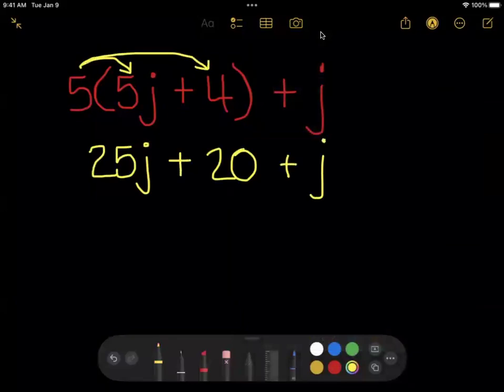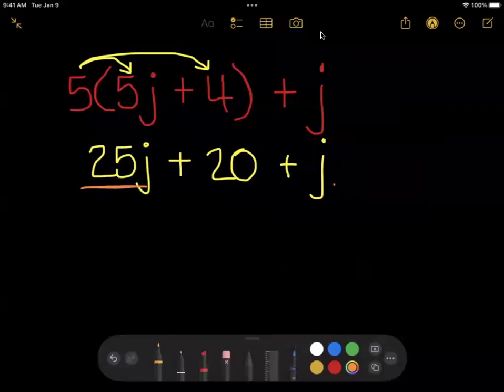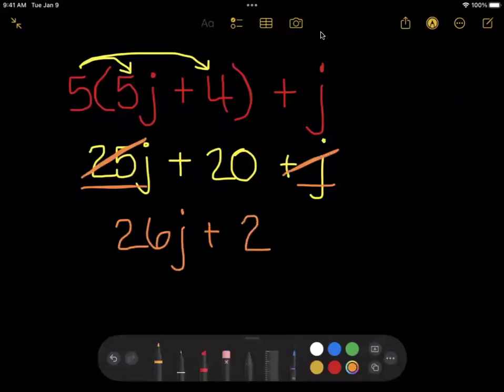Okay, so now that I've used the distributive property, I can see that I have two like terms I can combine as well. So I'm going to go ahead and underline the 25j and the j as like terms that I could put together. Well, 25j plus j gives me 26j. So that's going to take care of the j's, and I can cross that off. And then I'm going to put the plus 20 because we haven't done anything with that, and there's nothing for us to combine it with. So your final simplified expression here would be 26j plus 20.